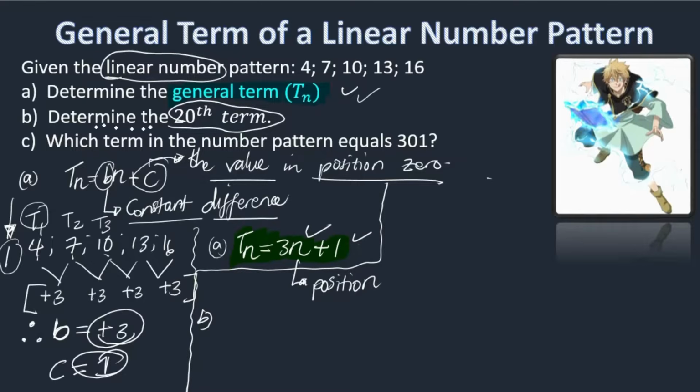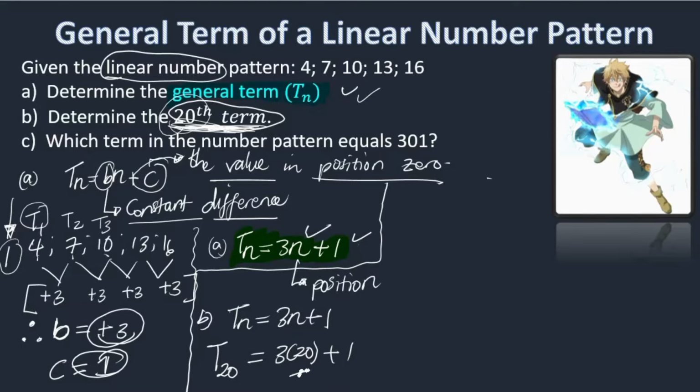So question B says determine the 20th term. You first start by writing the equation this way. They gave us a position, it means they want Tn. So I'm going to say T20 because it's the 20th position, is equal to 3 multiplied by 20 plus 1. So T20 is equal to 60 plus 1, which is equal to 61.